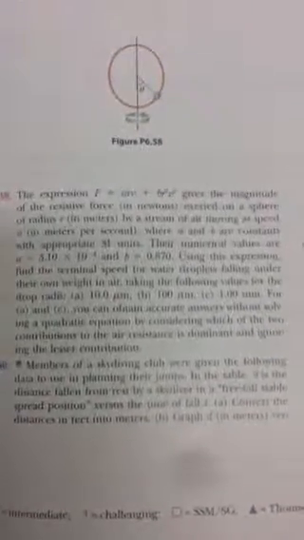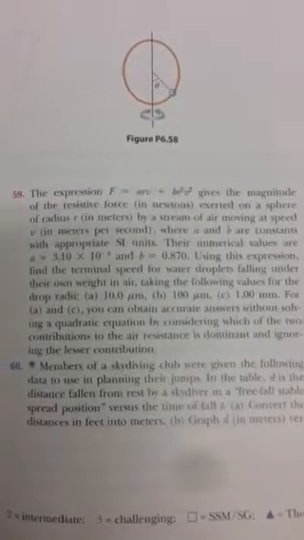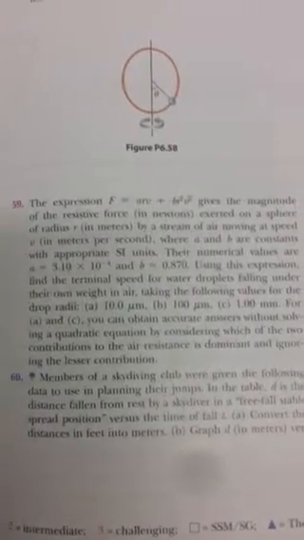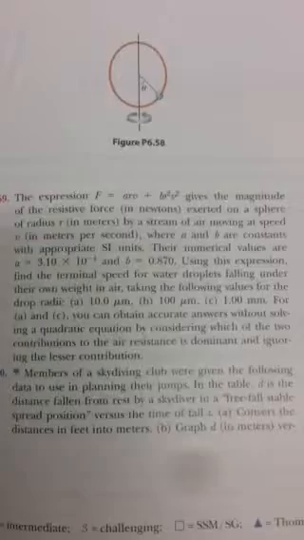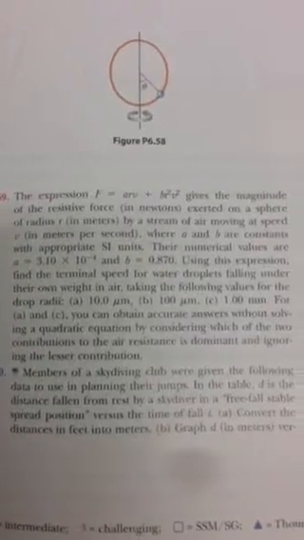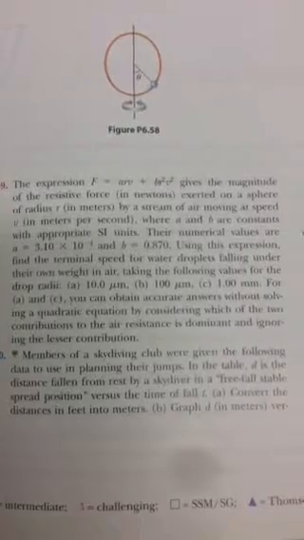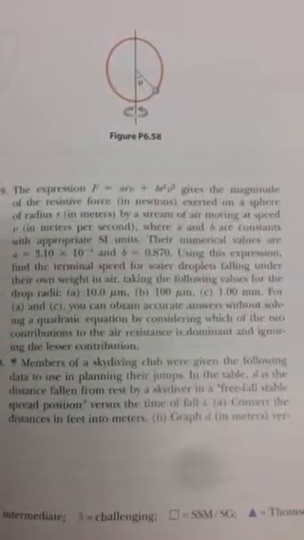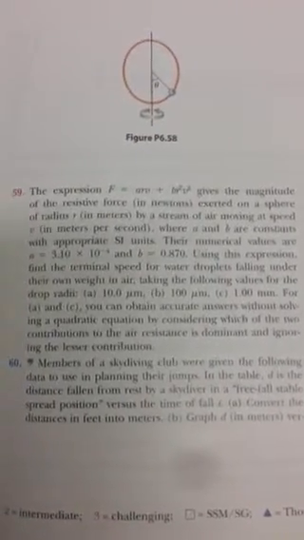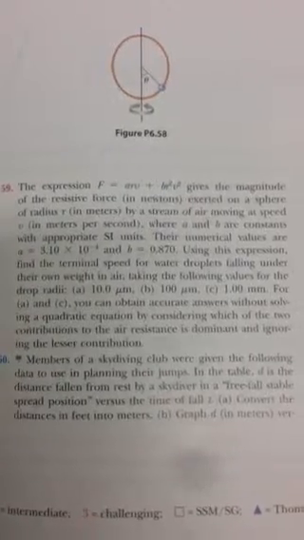So the problem reads, the expression F equals ARV plus BR squared V squared gives the magnitude of the resistive force in newtons exerted on a sphere of radius r in meters by a stream of air moving at speed v in meters per second, where A and B are constants with appropriate SI units. So A equals 3.10 times 10 to the negative fourth, and B equals 0.870.